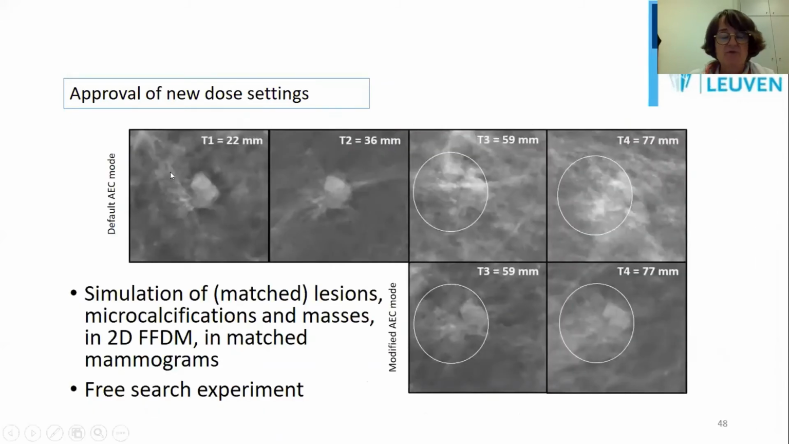So this is a type of images we created here. We had simulated masses and calcifications. We put a type of mass in a 22 millimeter thick breast, 36 millimeter, 59 and 77. And then we also had the higher dose versions where we included similar lesions.